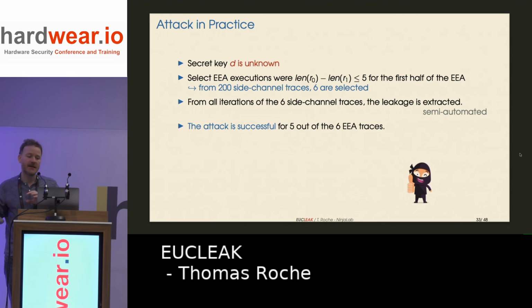The slight difference here is that we don't know the secret key. So to validate the attack, we have to do it to the end, right? So what we did is acquire 200 side channel execution traces of the ECDSA signature. We selected 6 that look better than the others, the details are in the report. For all of these 6 executions, we extracted the leakage. For each iteration of the EEA, we extracted the leakage that I identified before, in a semi-automated way. And then the attack was successful for 5 out of the 6.